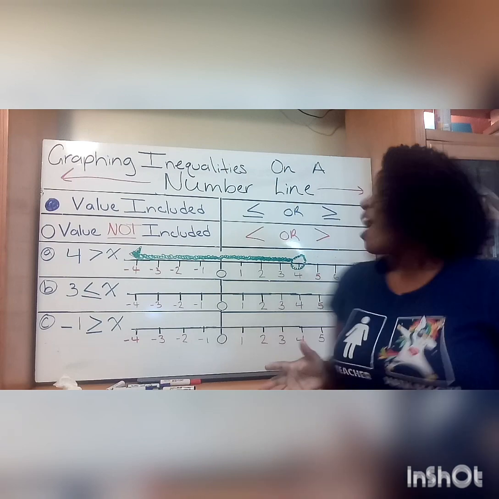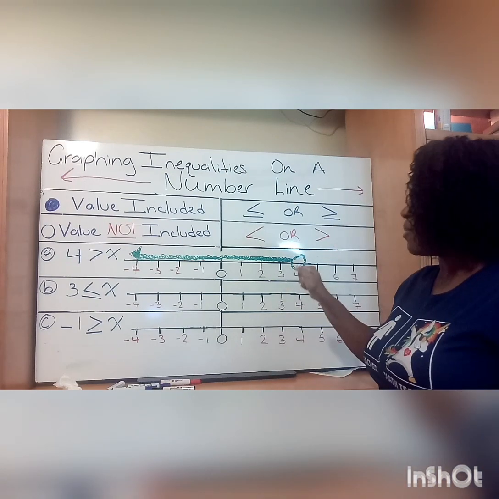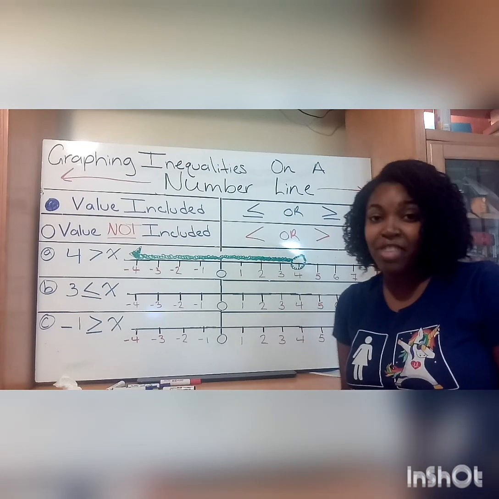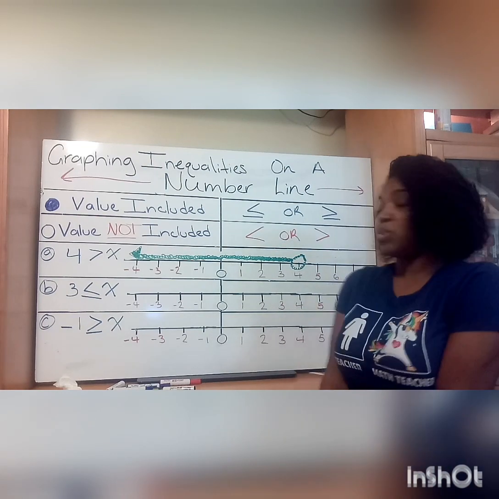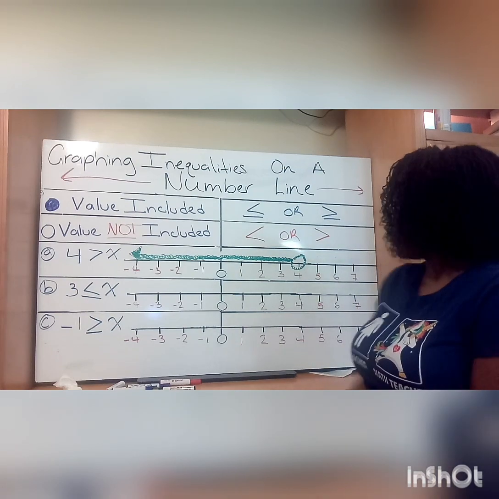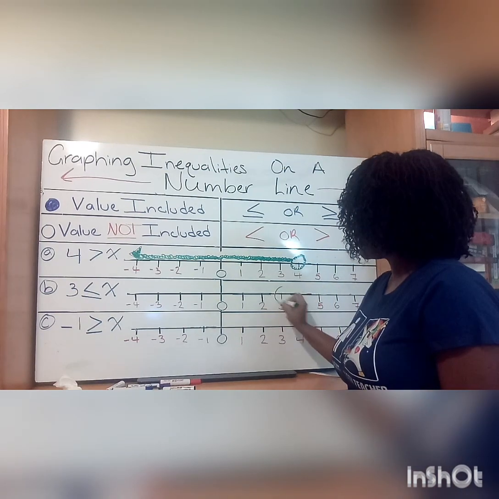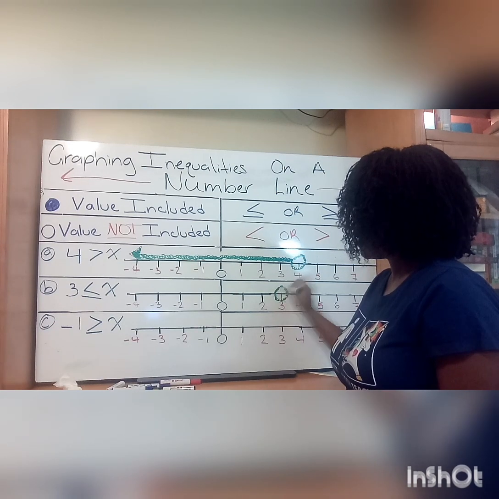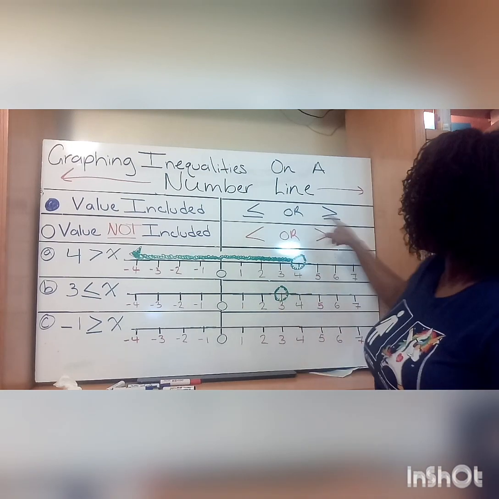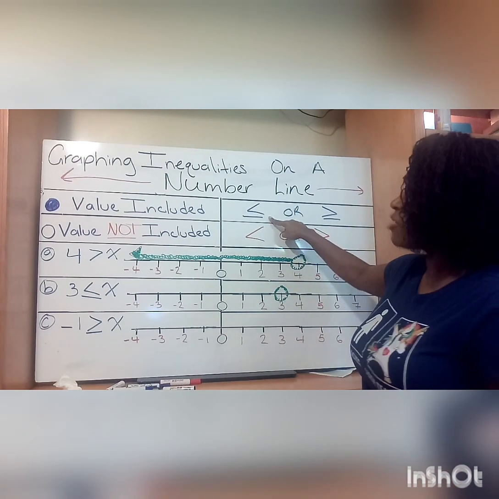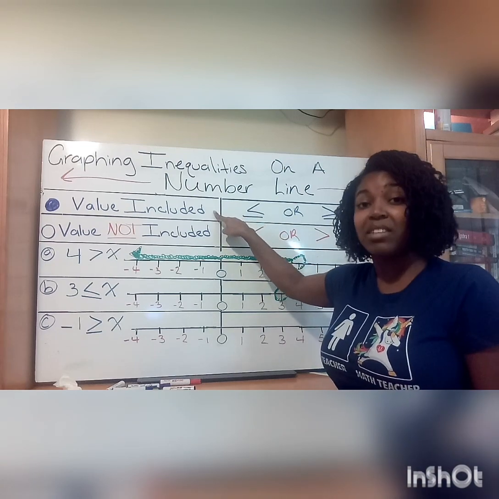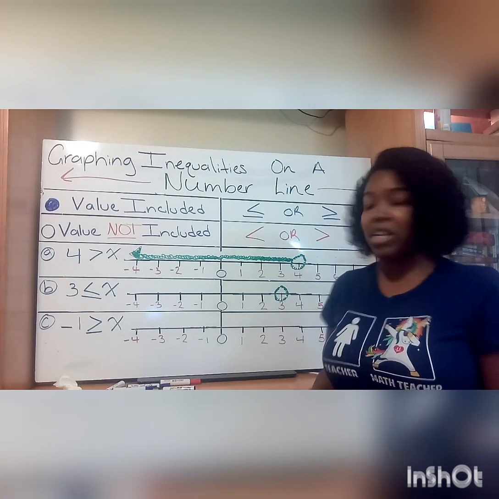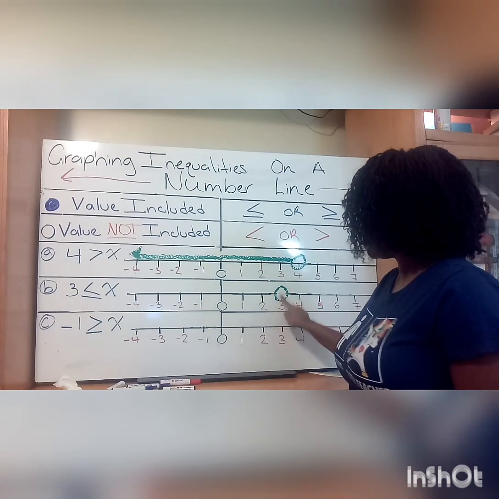Okay. Next example, letter B. 3 is less than or equal to X. Okay, so where's 3? Right here. Pick that value right there. And this one, less than or equal to, means that 3 is a possible solution. It is an included value. So because of that, I need to make sure that my 3 is also shaded in. So let's make room to shade this in.